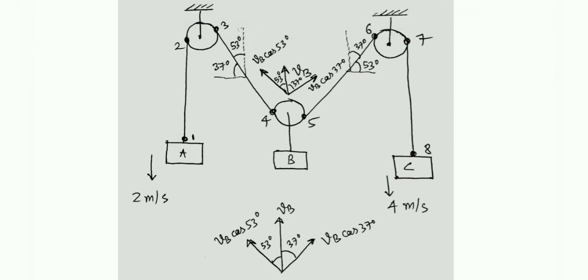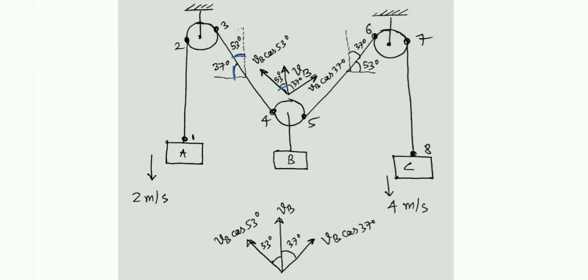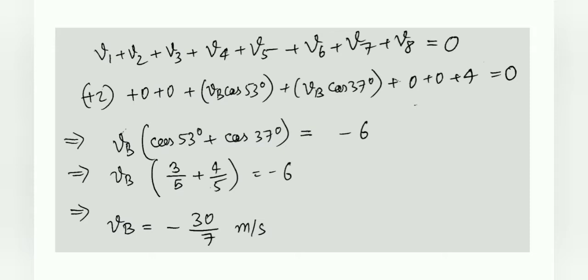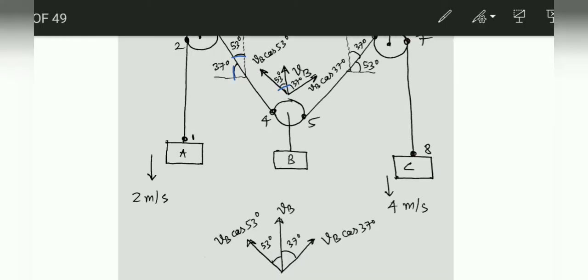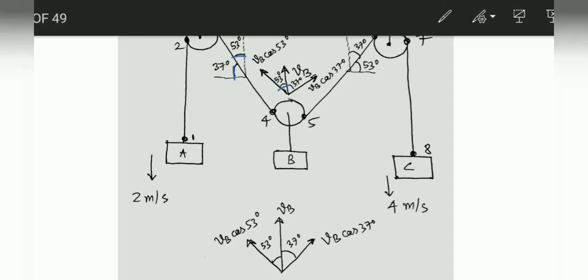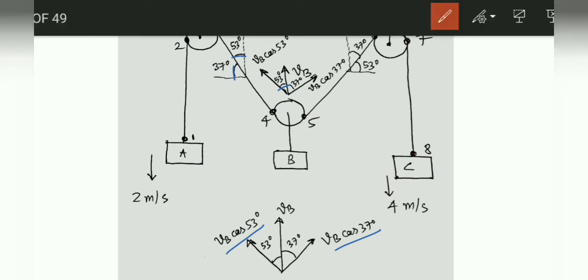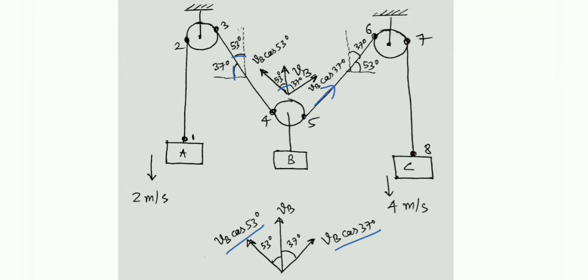See here properly. VB is going upwards, and along the string, this is 53 degree. If this is 37 degree, this is 53 degree. So I have done it here properly. If this is VB, then along the left string it will be VB cos 53 degree, and along the right string it will be VB cos 37 degree. This you can easily find. Now we have identified the contact points.